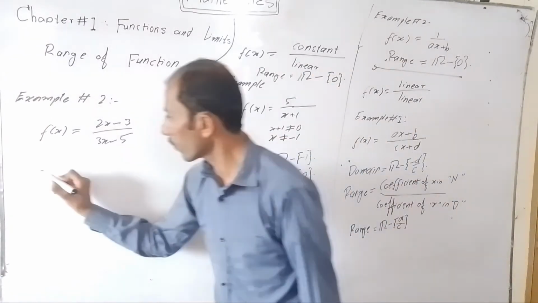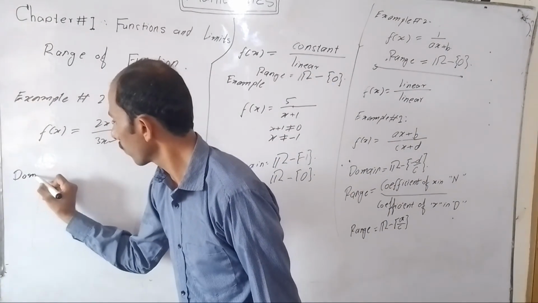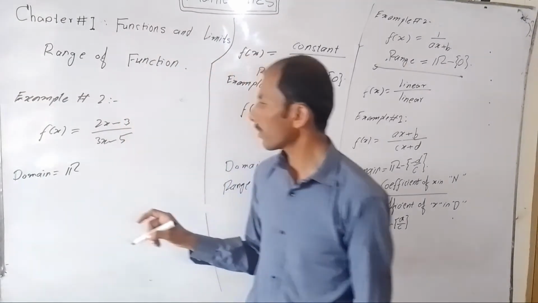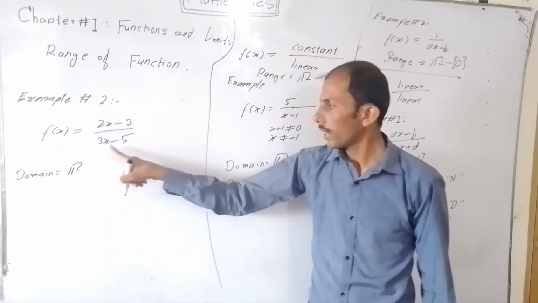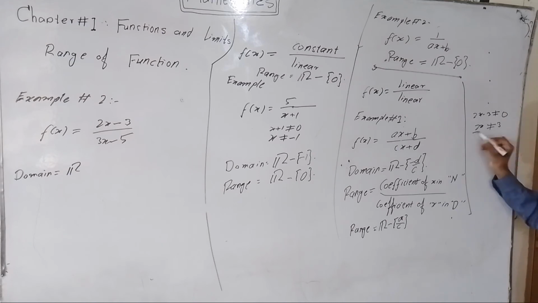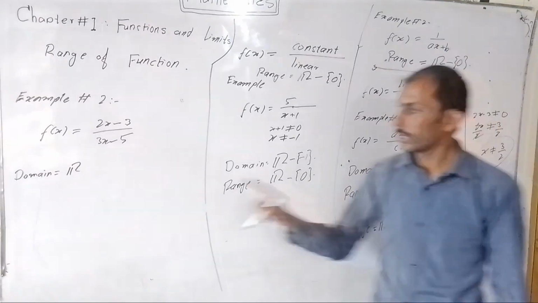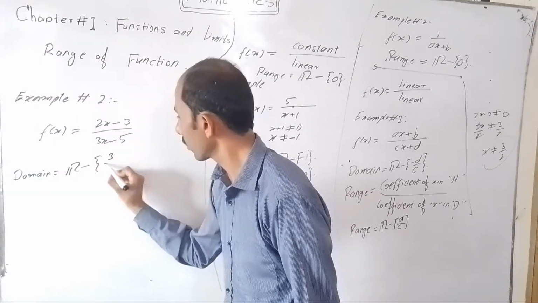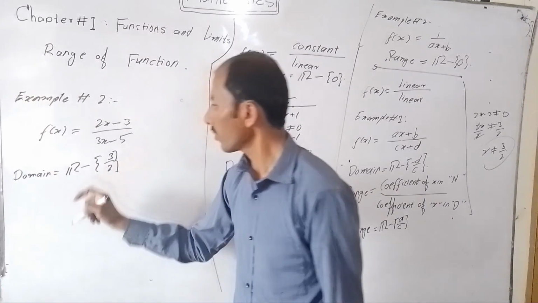So domain is equal to all real numbers other than... First of all we check that the denominator is not equal to 0. So 2x minus 3 is not equal to 0. So 2x is not equal to 3, dividing by 2 on both sides, x is not equal to 3 over 2. All real numbers other than 3 over 2. This is the domain of the function.